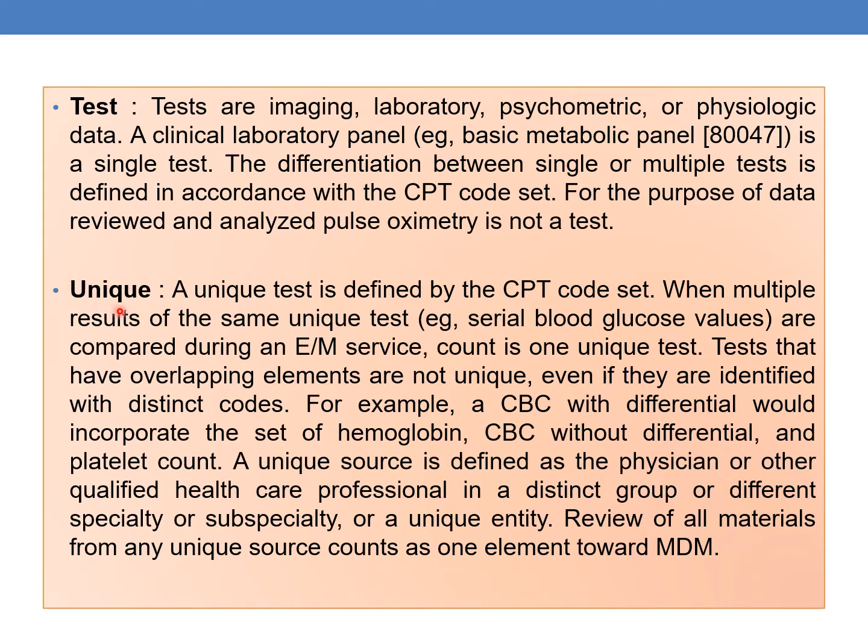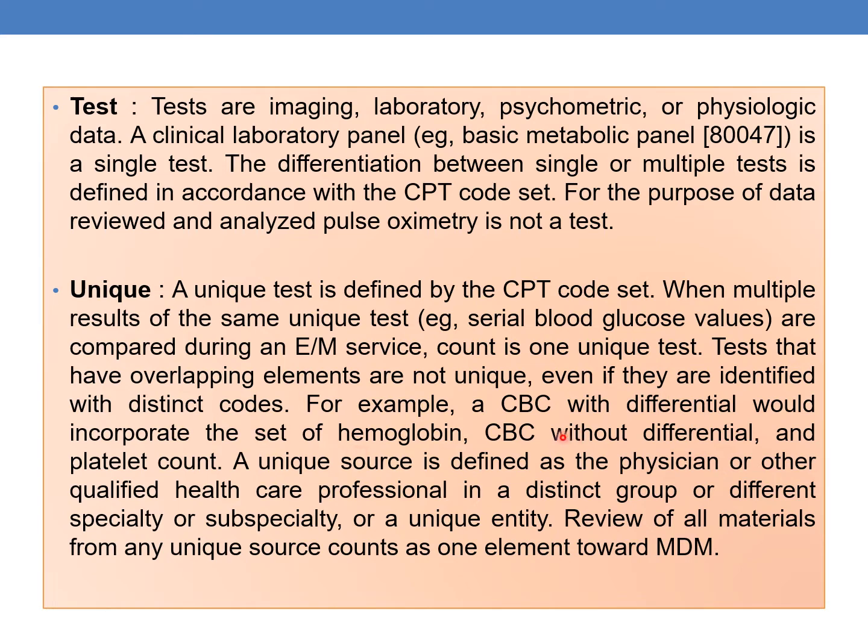The next is unique. What does unique indicate? A unique test is defined by the CPT code set. When multiple results of the same unique test, for example, serial blood glucose values, are compared during an E&M service, you need to count it as one unique test. Tests that have overlapping elements are not unique, even if they are identified with distinct codes.